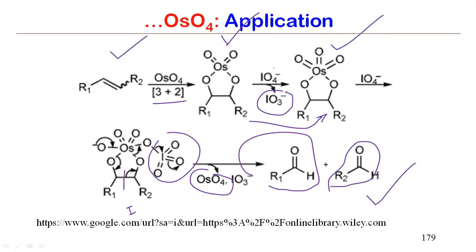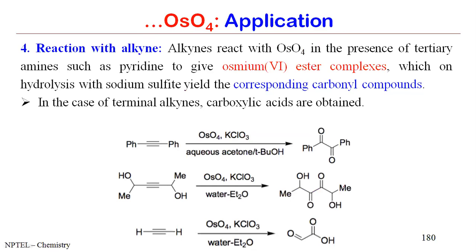So that is important. We have to remember that once we are treating alkene with osmium tetroxide in the presence of sodium periodate, this oxidative cleavage of the carbon-carbon bond takes place, and we are getting carbonyl compounds. All right.